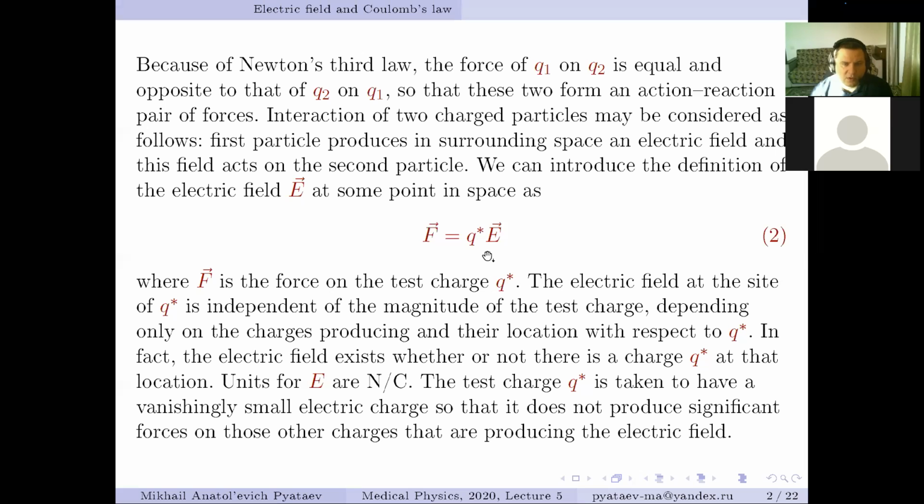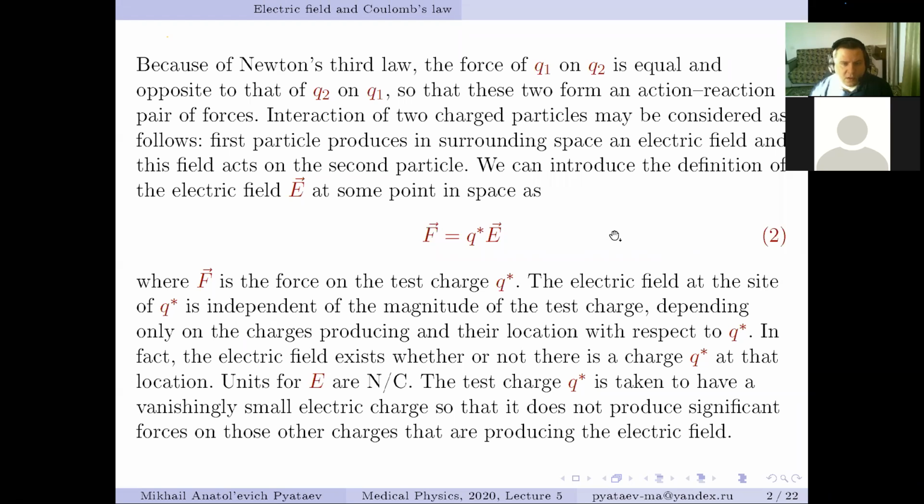So we assume that there is a new type of material, and at any given point of space it is characterized by the value of electric field. If we put a test charge at this point, the charge is under the action of some force given by equation 2.